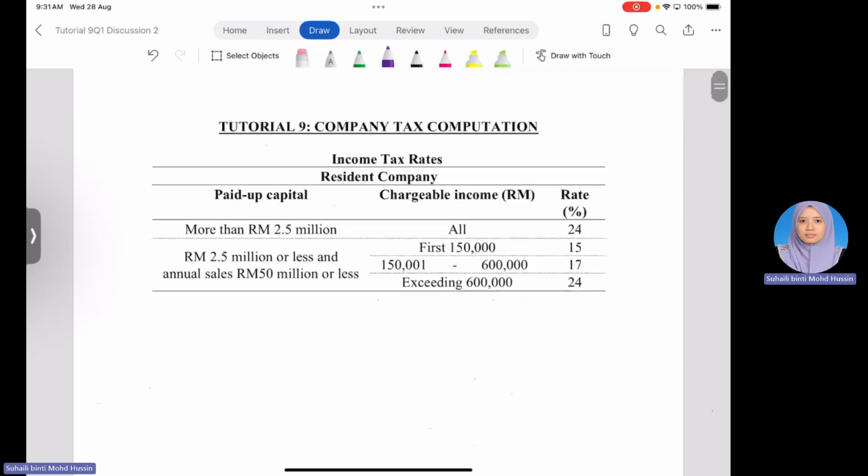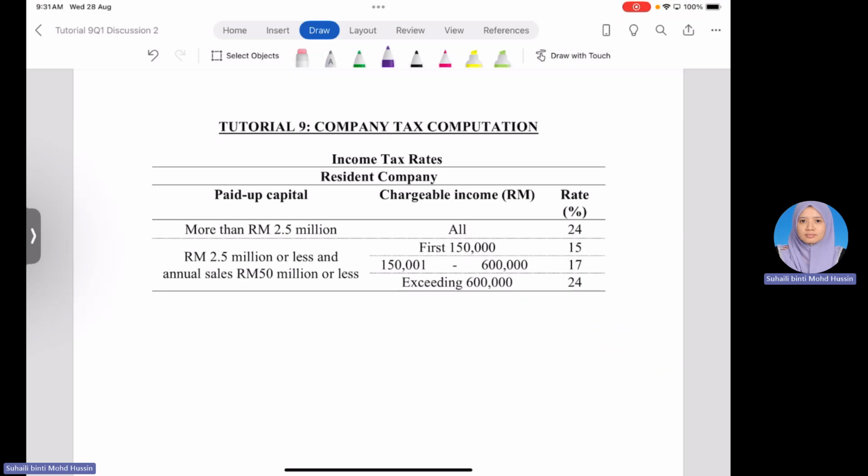Tutorial 9, question number 1, is about the tax computation for the company. We will prepare the tax computation for the company, which means that later on you will refer to this table for the income tax rate for the company. Finally we will use this table, after you first used it in tutorial 1 before.